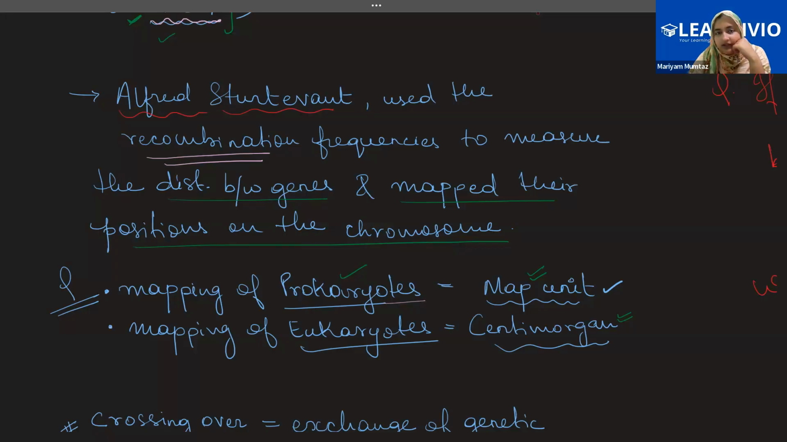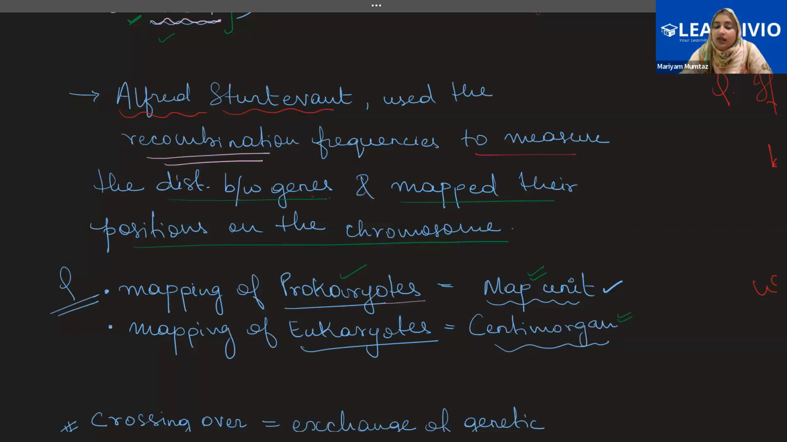T.H. Morgan. Thomas Hunt Morgan. Now, Alfred Sturtevant used the recombination frequency to measure the distance between the genes and mapped their positions on the chromosome. He saw how many times that particular recombination percentage was happening again and again, and he used it to measure the distances between the genes, sort of mapping the genes on the chromosome. He wanted to find out which gene is present at which position on the chromosome.